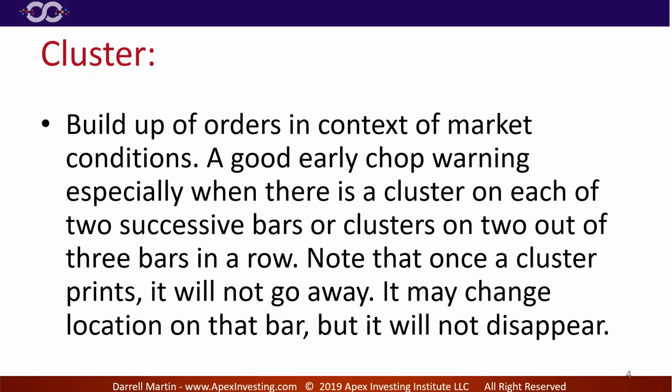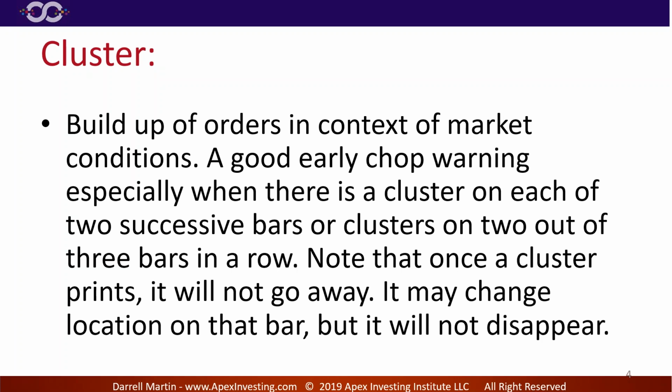The biggest advantage of a cluster is early chop warnings. Okay? If there is a cluster on 2 successive bars or 2 clusters within 3 bars in a row, you should expect chop. Now, I'm not saying it'll always chop, but you're on a high probability, like 70-80% probability that it's going to chop. Okay? And when the cluster prints, it won't go away. It may change location on the bar, but it will not go away.